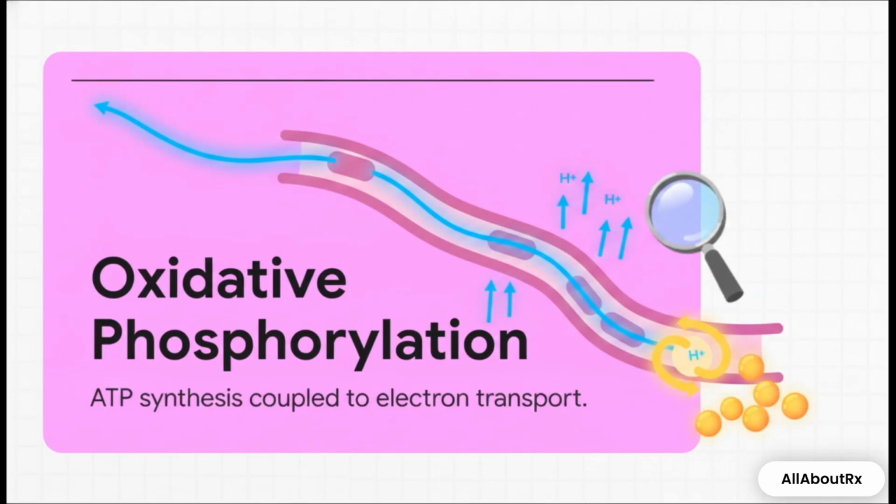And as those electrons move down that chain, the free energy that gets released is partially trapped as ATP. This incredibly vital process is known as oxidative phosphorylation. It's simply ATP synthesis chemically coupled to electron transport.